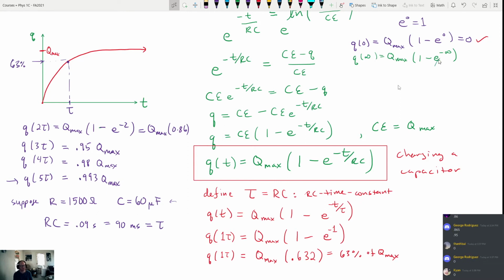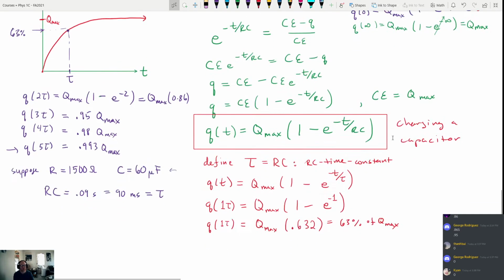It's 0, right? Because if you don't remember your negative power, e to the negative infinity is just the same thing as 1 over e to the infinity. And e to the infinity is certainly on the order of infinity. And so 1 over infinity is usually called 0. So this is going to equal Q max. Again, this was one of the things we wanted to prove, right? That Q as time goes to infinity should be equal to Q max. And our equation works out for that.